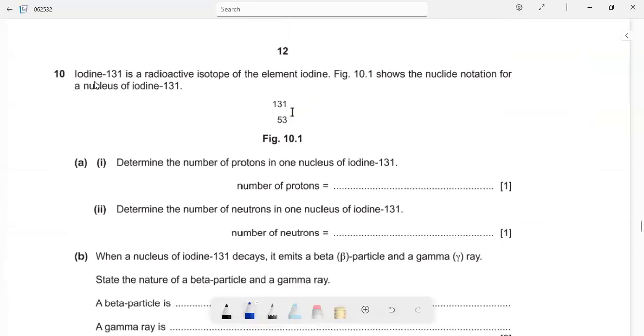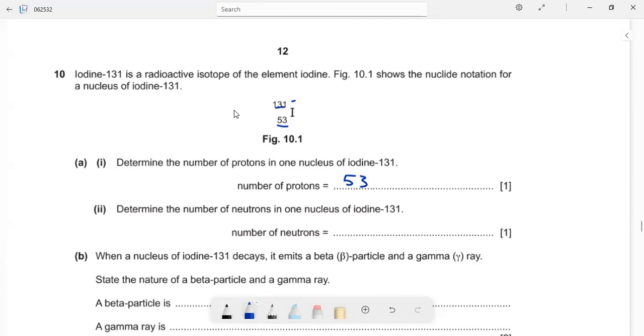Next, iodine 131 is a radioactive isotope of the element iodine. Figure 10.1 shows the nuclide notation for the nucleus of iodine 131. So here you can see this. The downside number is the proton number and this is the nucleon number. Determine the number of protons in one nucleus of iodine 131. The downside number is the proton number, that is 53.